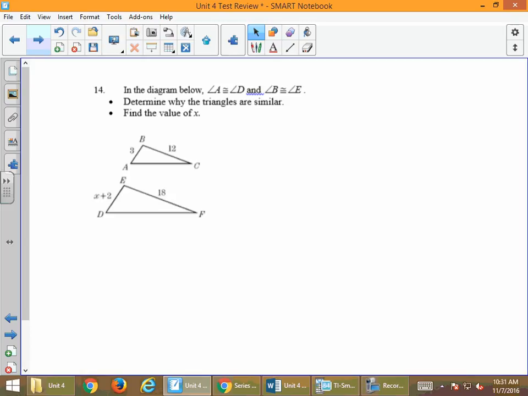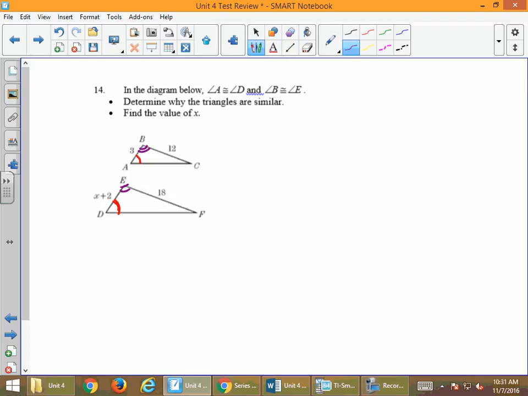Well, let's talk about why these are similar first. I know those angles are congruent. I'm going to go ahead and mark those angles on my picture. So I know that A is congruent to D. And I also know that B is congruent to E down there. Are these triangles similar? Think back to your similarity unit. Are they similar? Patty, head popped up. Are they similar? Why?